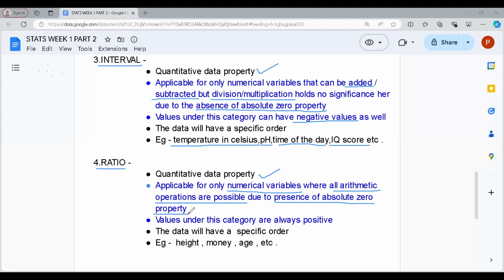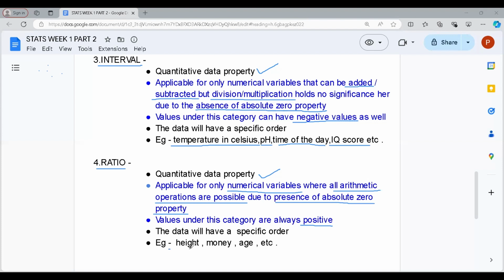So we see here that absolute zero property has a very important role. It decides the basic difference. Again, in the ratio, the values under this category are always positive. Again, I have marked the difference between interval and ratio both in blue color so that you can easily identify them. And then the data will have a specific order because it's a numerical data.